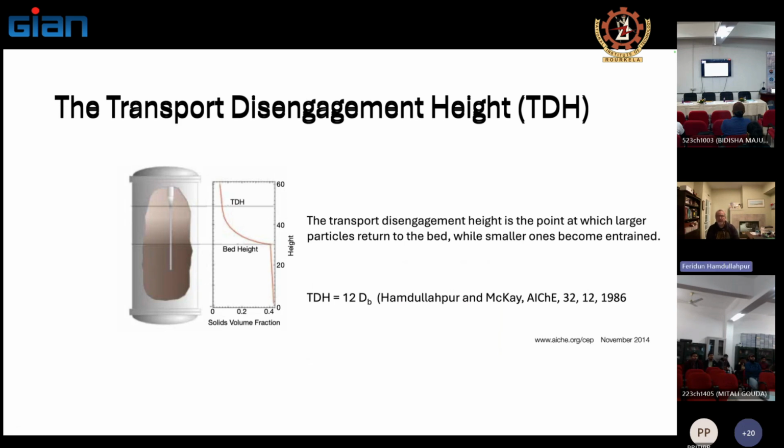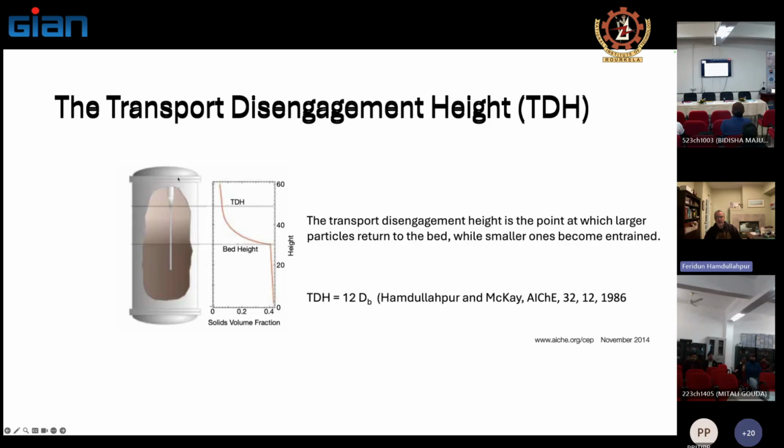One other concept when you're designing is to predict the transport disengagement height. What is transport disengagement height? It is a non-physical height. If you follow this graph, the solid volume fraction increases as you go here. It changes from denser to leaner, and this region is called the freeboard. When the bubbles erupt here, particles are projected in here, and this is where you no longer have a dense bed, and you have the freeboard.